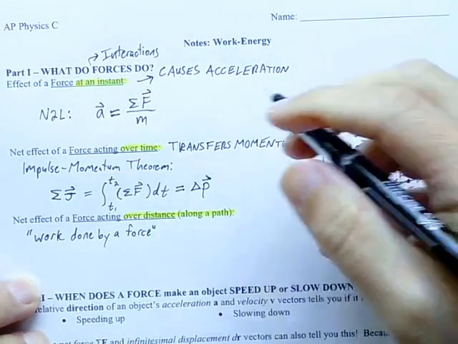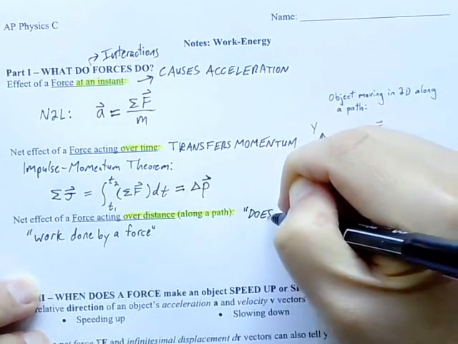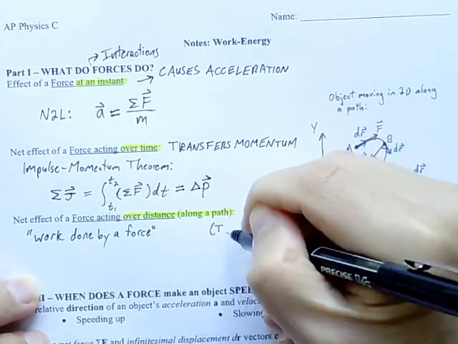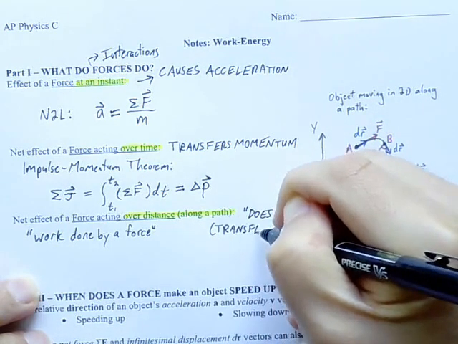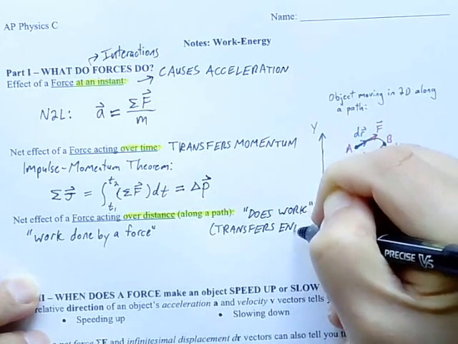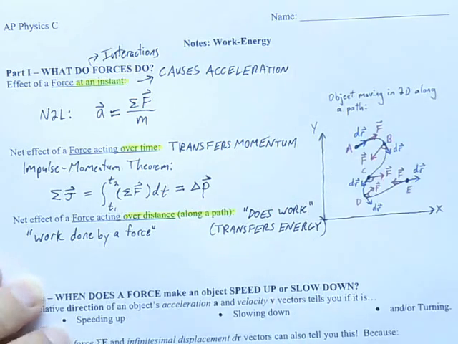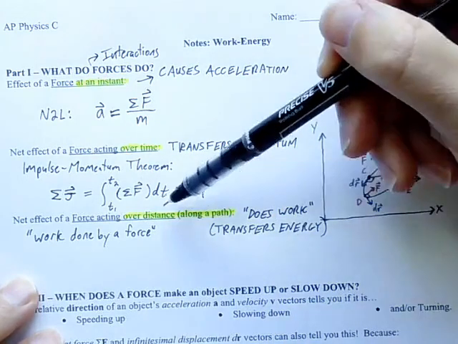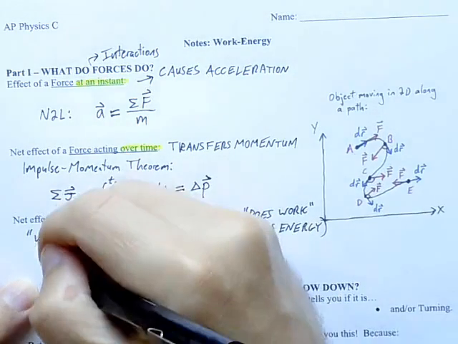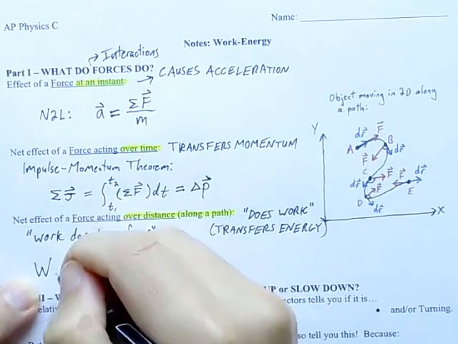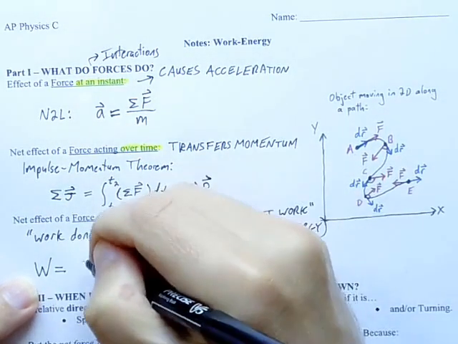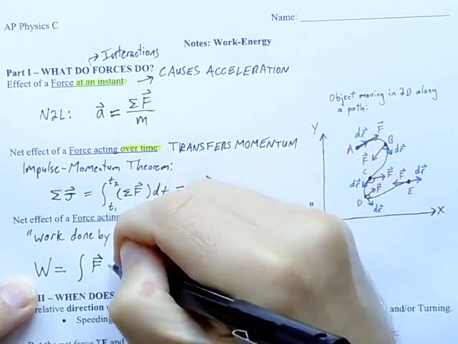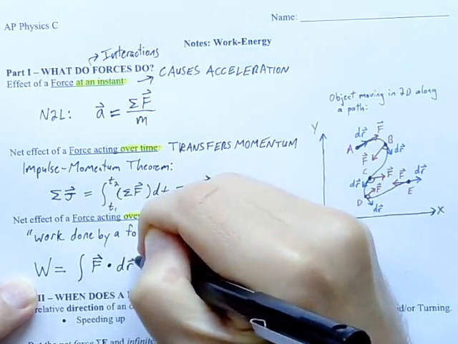We're going to say that a force acting over a distance does work. And what we'll discover is that doing work means transferring energy. So a force acting over a distance does work, meaning it transfers energy. So we've got momentum transfer when a force is acting over time, and energy transfer when a force is acting over distance. So the work done, capital W to represent work, by a force acting over a distance will be the integral of that force dotted with an infinitesimal displacement.